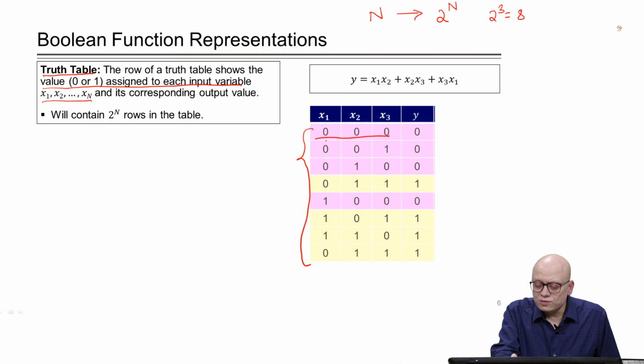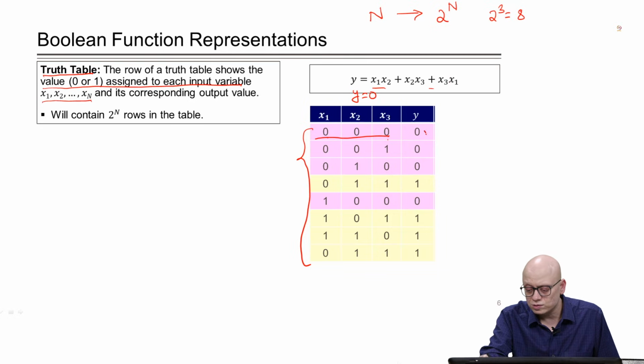Now, each row represents an assignment of the variables, or each unique way of assigning values to the variables. If we take the first row, in this row we have x1 = 0, x2 = 0, x3 = 0. Now, if we put x1, x2, x3 = 0, 0, 0, then y will evaluate to 0 because all these terms will be 0, and therefore y = 0.